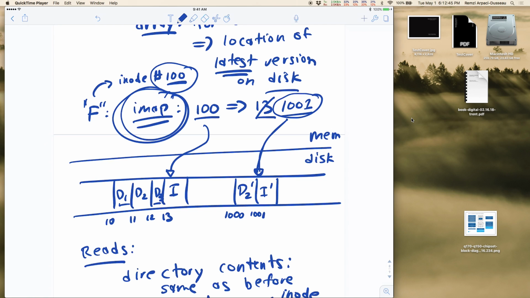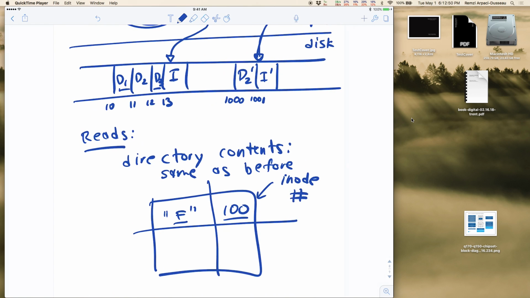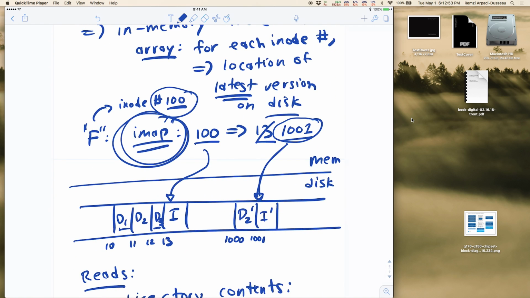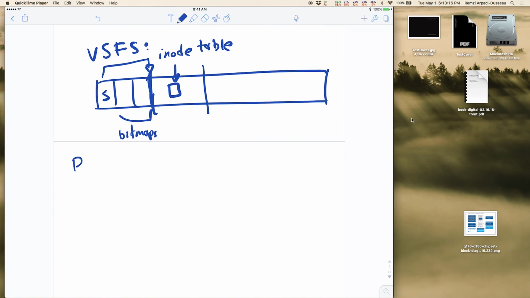Questions about that? Okay. But we have one more question, which is, we have this inode map. It's in memory. What are we worried about? What could happen? We could crash, right? We could crash, and that means we lose the entire inode map. So we need to figure out something about persisting the inode map as well. There's lots of ways to do that.